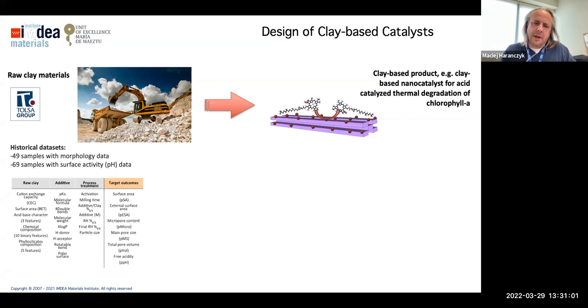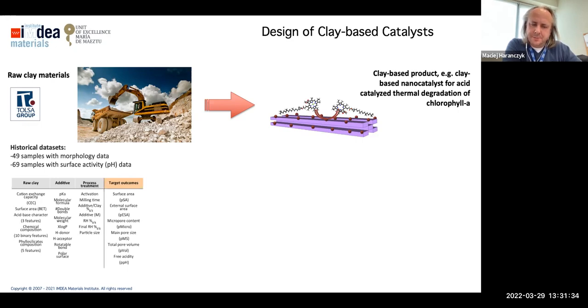Then after the raw clay is treated, we have information about the additive. So, for example, pKa for the acid that was used to treat the material, molecular weight of the acid, number of hydrogen donors and acceptors for more complicated molecules, and so on. And then we have some descriptors describing the process of converting this raw clay into a higher value product, like what type of activation, the milling time, amount of additive used, and so on.